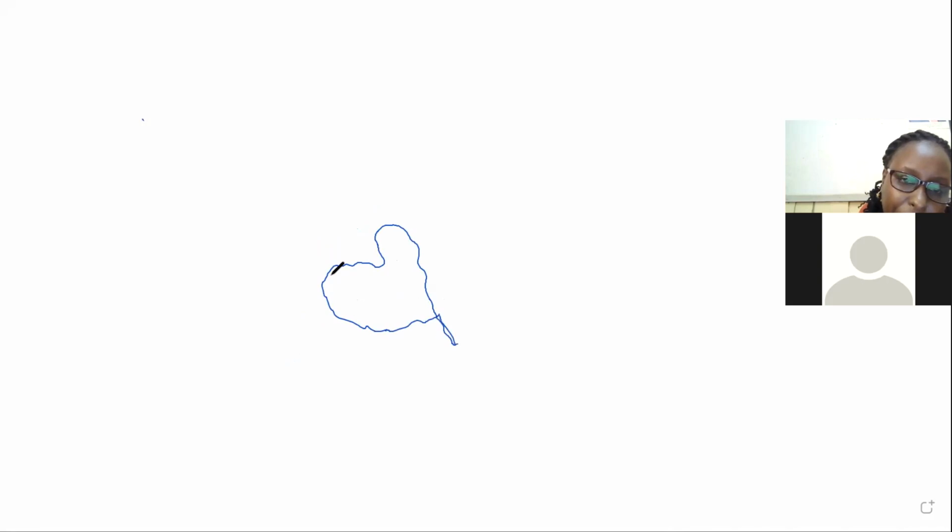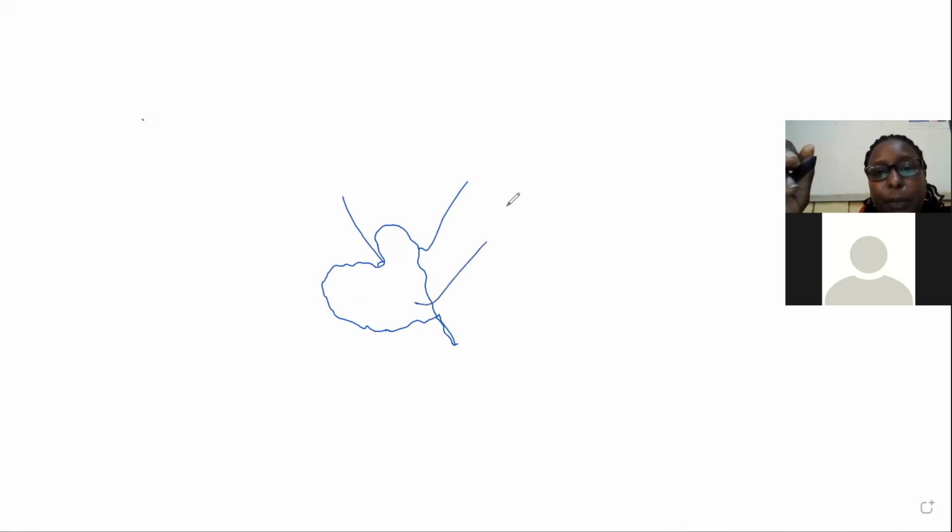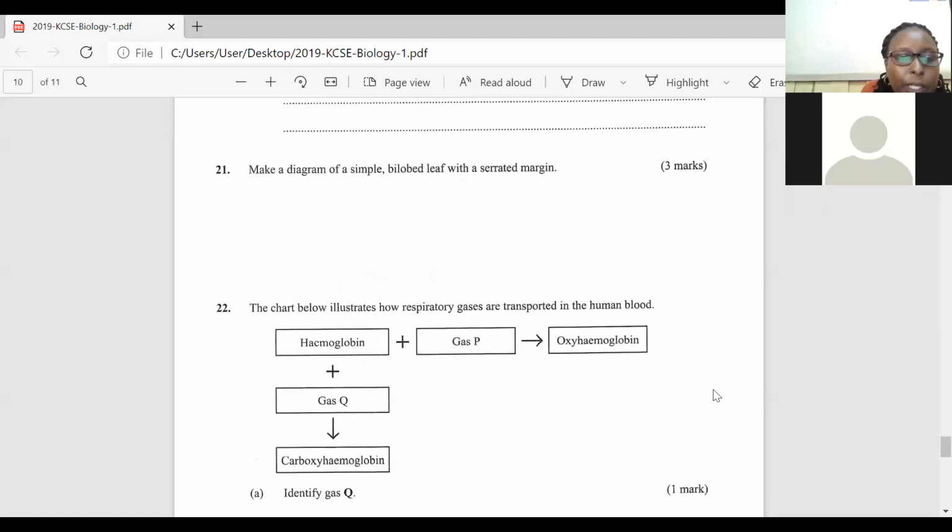We would have one mark for the serration of the leaf, another for being bilobed, and the other for the leaf being simple. To guide in answering such a question, the student would underline the keywords: simple, that is one; bilobed, that is another feature; then the serrated margin. In such a case they would score the 3 marks. It was as simple as that. And remember the key notes I've given you on following biological drawings.